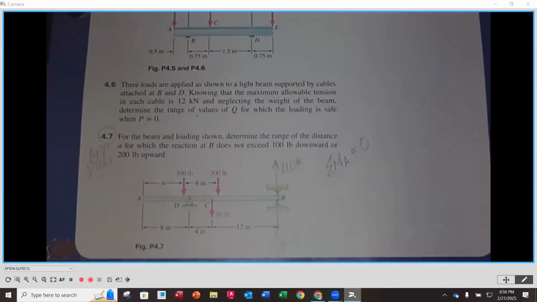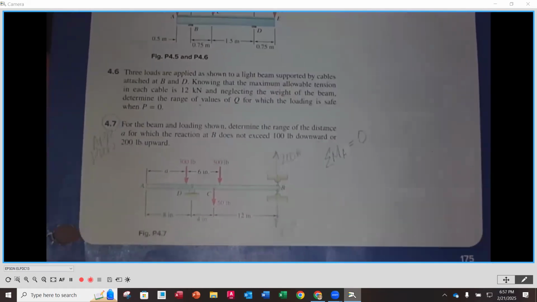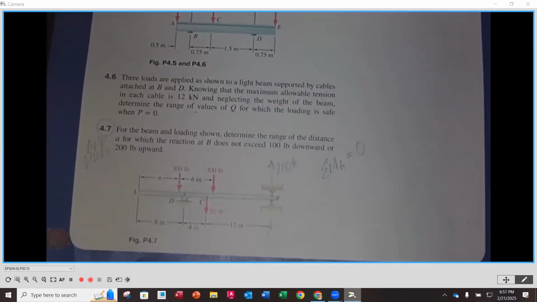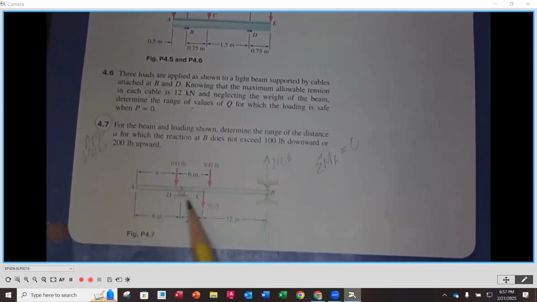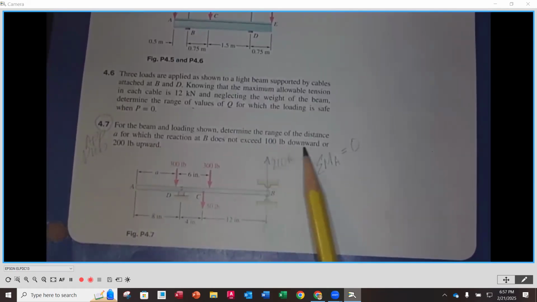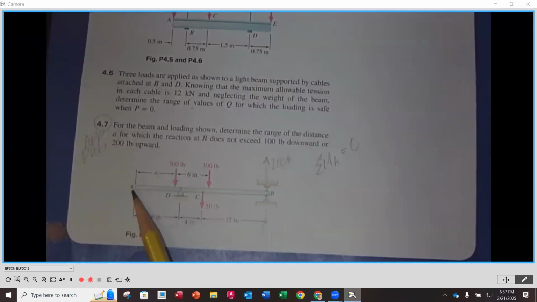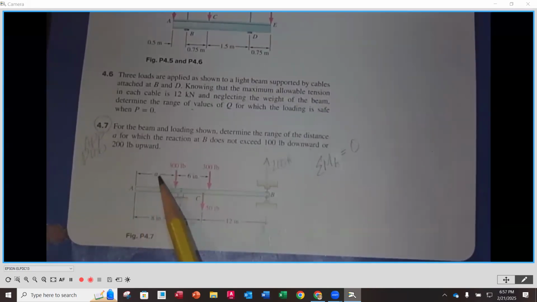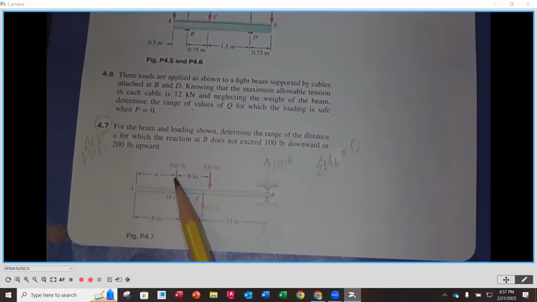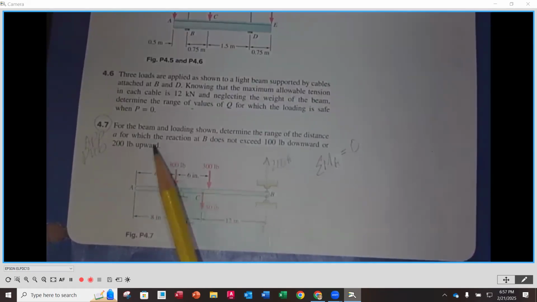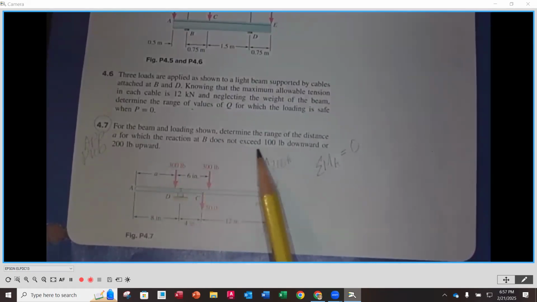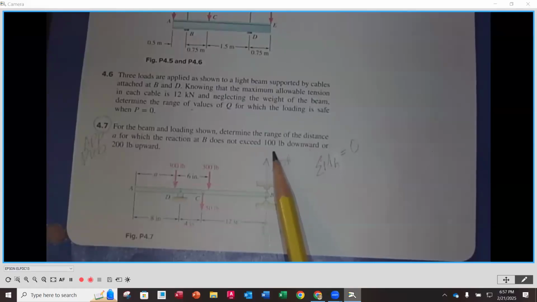Okay. Problem 4.7. Now this one, worded wise, when we look at it, you might kind of wonder what that means. So let's talk this one through as well. So for the beam that you see loaded here, determine the range of the distance A. So this is a distance A. This is from the end capital A, and we're looking for distance lowercase a to where this 300-pound force is. For which the reaction of B does not exceed 100 pounds going down or 200 going up.